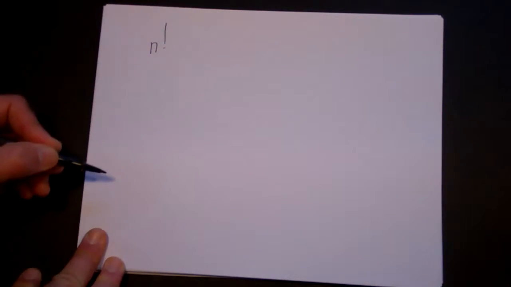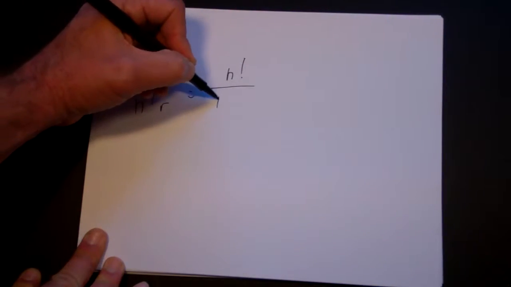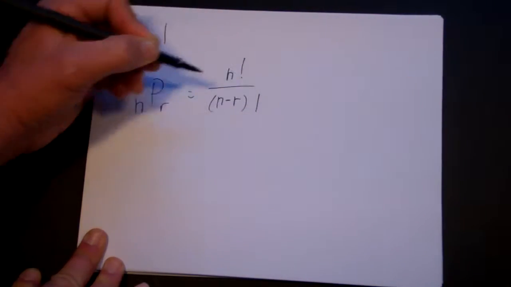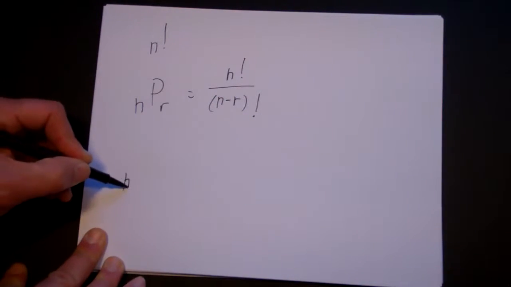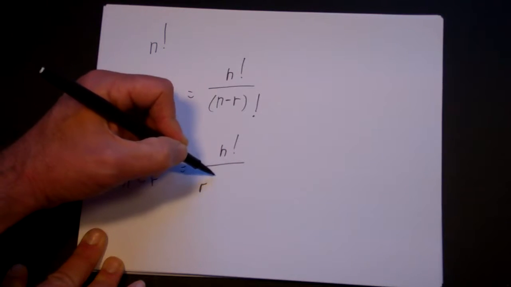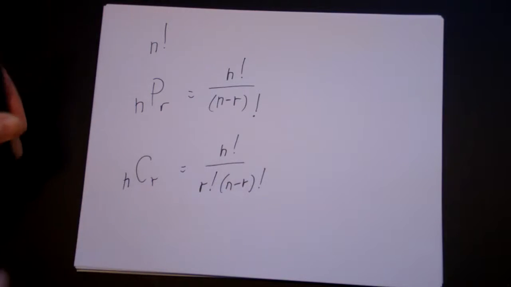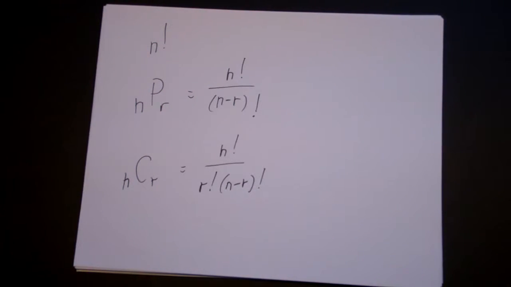So what do you need to memorize? You need to memorize what n factorial is, and you need to memorize nPr, which is n factorial over n minus r factorial. And you need to memorize nCr, which is n factorial over r factorial times n minus r factorial. What we haven't talked about is where we use this, and that's the subject of some following videos.